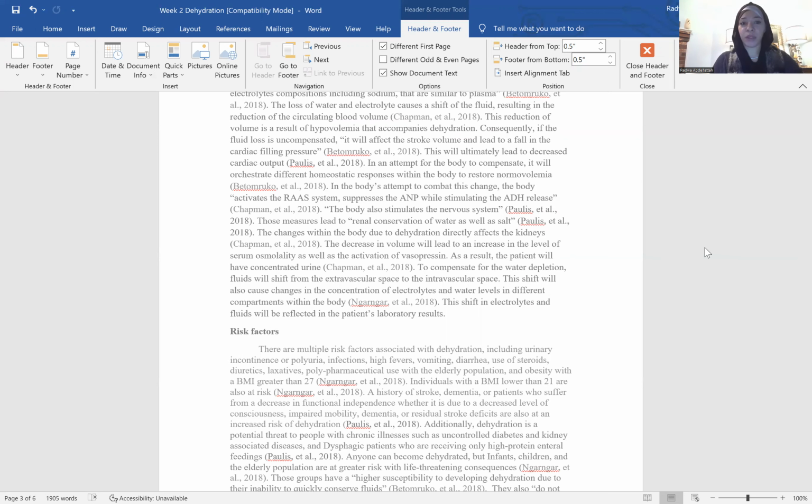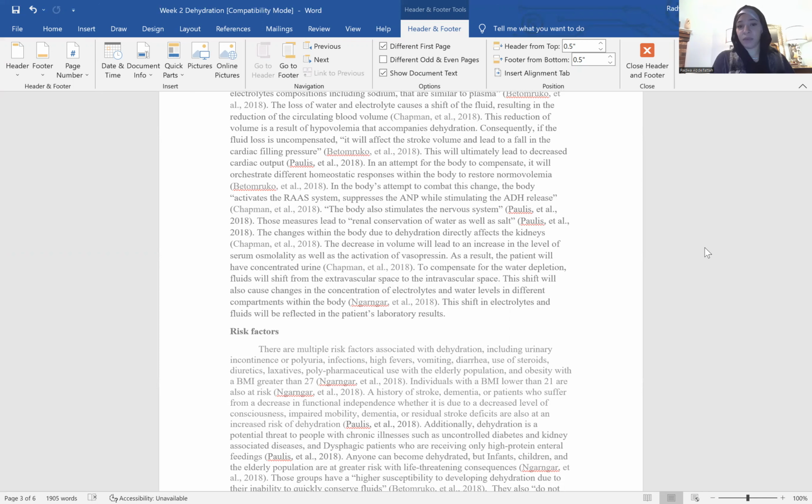Consequently, if the fluid loss is uncompensated, it will affect the stroke volume, which will lead to a fall in the cardiac filling pressure. This will ultimately lead to a decreased cardiac output. In an attempt to compensate, the body will orchestrate different homeostatic responses to restore normal volemia.